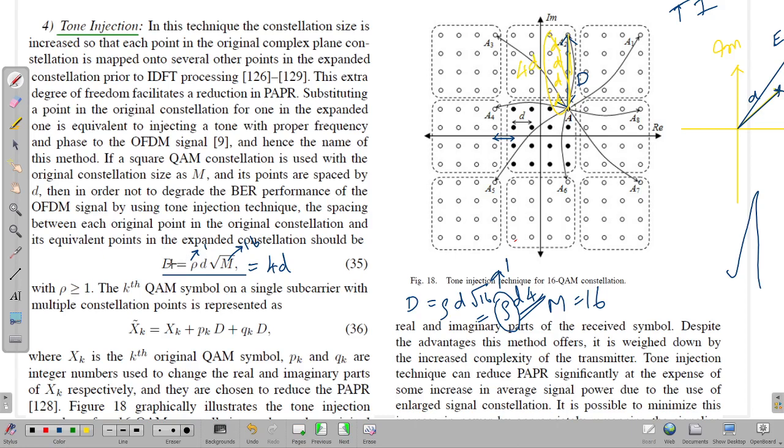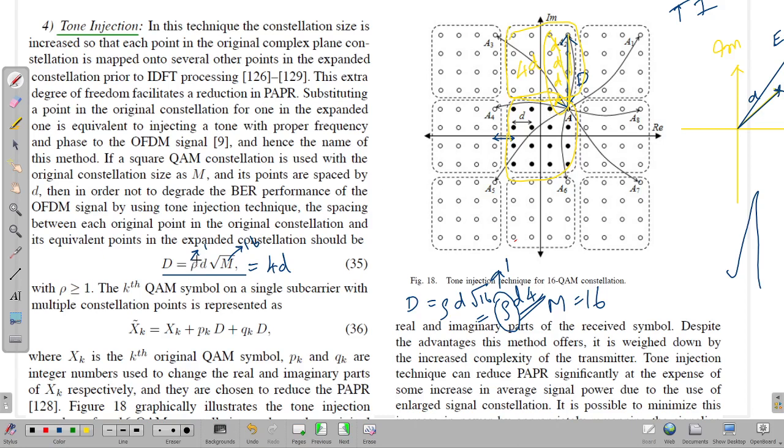What happens if D is less than 4d? If D is less than 4d, then these two constellations overlap with each other. This original constellation and the extended constellation, their points have a chance that the points may get overlapped with each other, and we will not be able to identify. It will be very difficult for us to detect which point got transmitted at the receiver.